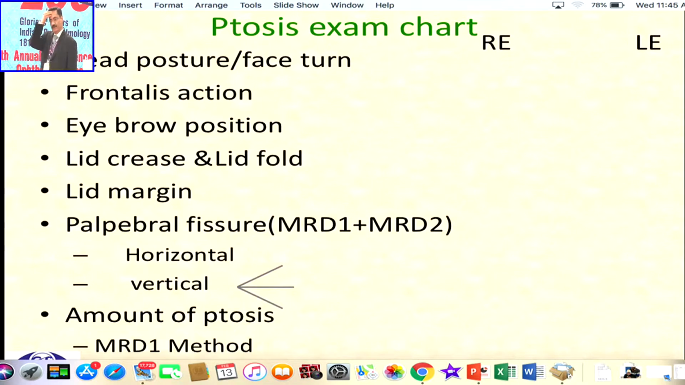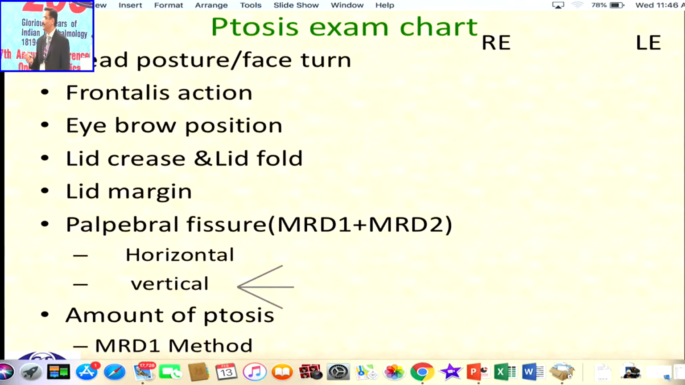Frontalis action: you will have to see the wrinkling on the forehead. Just try to make the patient use his or her frontalis. This is important whenever we are contemplating a frontalis sling. There are patients in whom frontalis is not acting at all. In those patients, if you do a frontalis sling, the effect will not be that much. So you will have to actually see whether frontalis is acting or not.